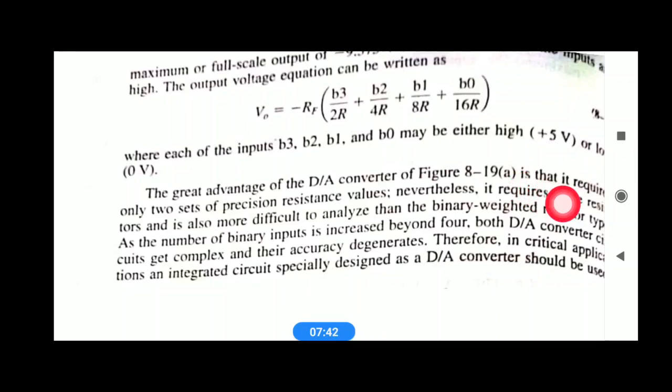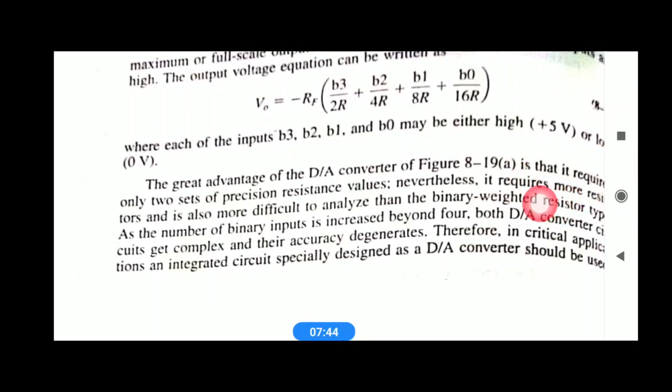Hence we can say that the great advantage of the D to A converter, which you saw in figure 8.19a, is that it requires only two sets of precision resistance values, as compared to the many sets of precision resistance values we require for the binary weighted resistor, which is quite complex. The only thing is that the analysis of R-2R is complex as compared to the binary weighted resistor. So in this session we discussed the R-2R circuit. We'll continue with one more topic in the next session.